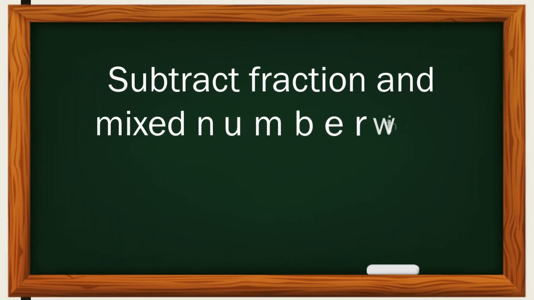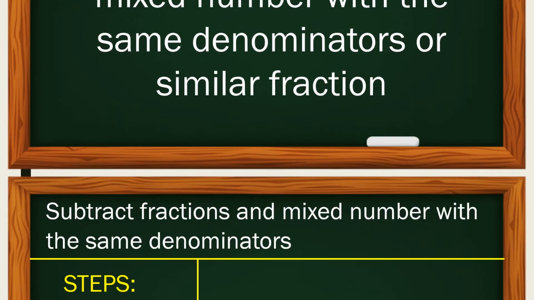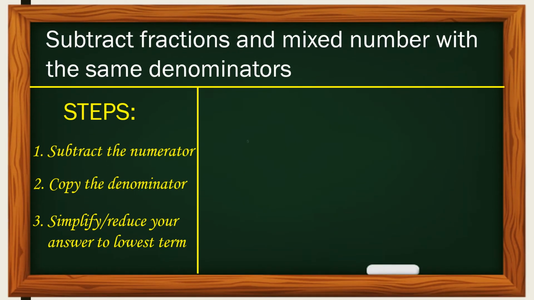Now, let us proceed to subtract a fraction from a mixed number with the same denominators, or similar fractions. So, mag-subtract tayo ng mixed number and fraction. Our example is 5 and 5/6 minus 4/6 is equal to. So, anong gagawin natin? Pareho lang din naman. Just subtract the numerator. 5 minus 4 is equal to 1 over 6.